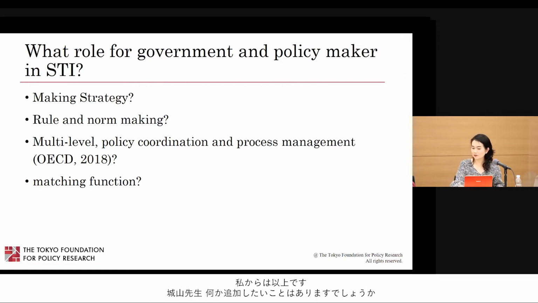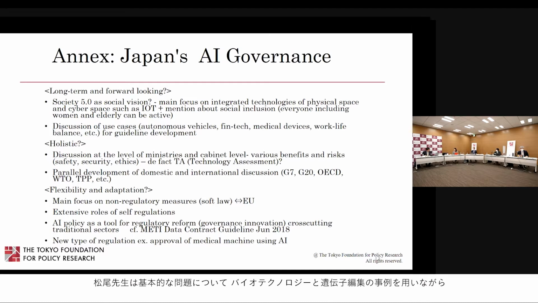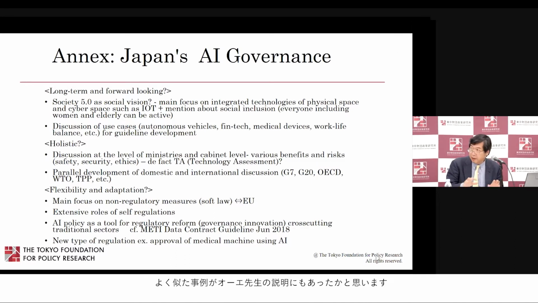And if Shirayama-sensei wants to add in addition to that. Yeah, thank you very much, Matsuo-san. I just would like to leave a few words relating to this final slide. Matsuo-san talked about the basic issue, especially focusing on three points: the long-term perspective, the holistic perspective, and the agile responsive issue, mainly using the case of biotechnology and gene editing. And maybe similar cases are dealt with by Professor Oye.